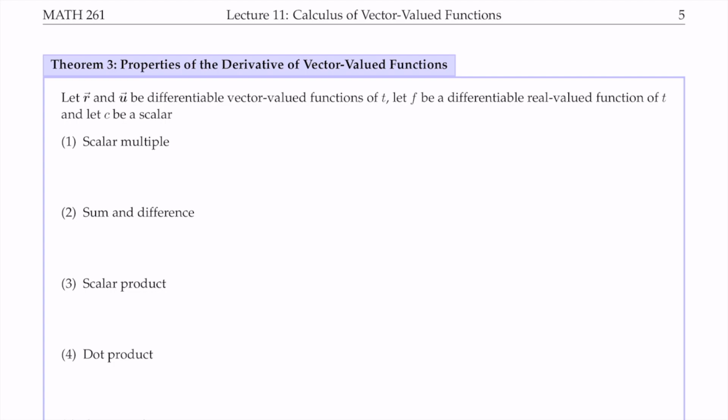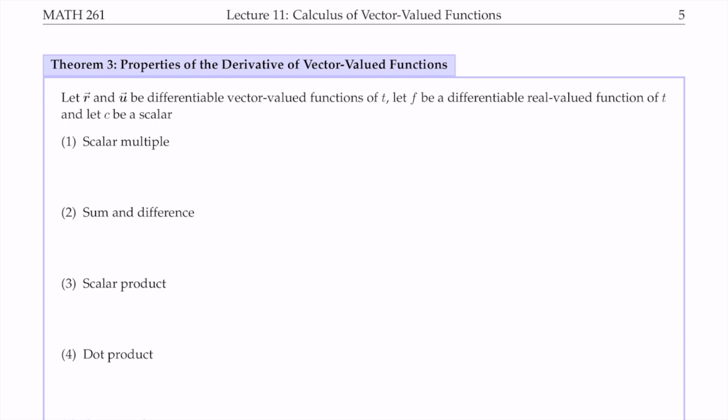So in the following topics, we're going to talk about the properties of the derivative of vector value functions. The rules for derivatives of single variable functions either carry over directly to vector value functions or have very close analogs. These rules are generally proved by working on the individual components of a vector value function. So in Theorem 3, I want to mention a few rules here. Let r and u be differentiable vector value functions of t, let little f be a differentiable real value function of t, and c be a scalar.